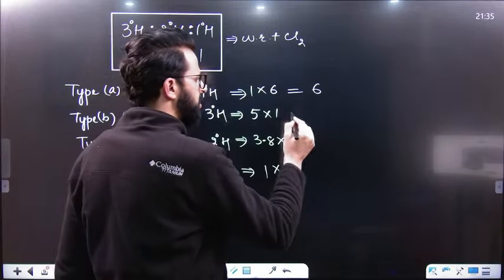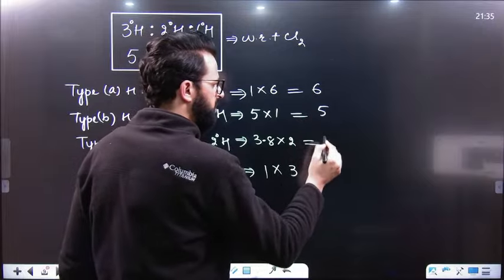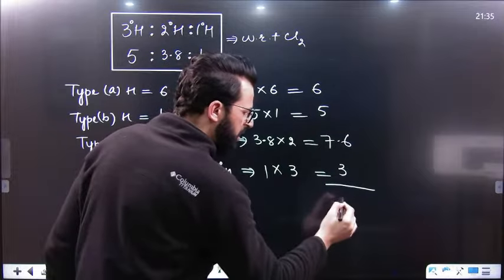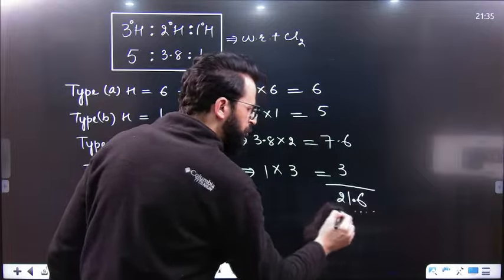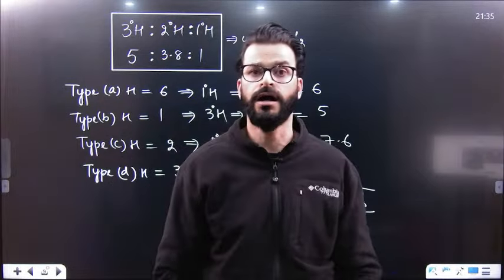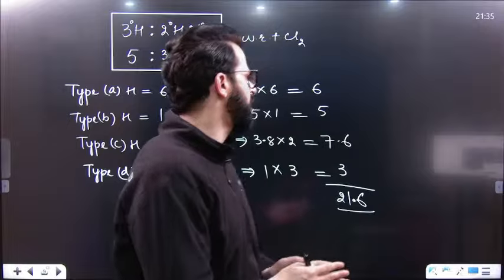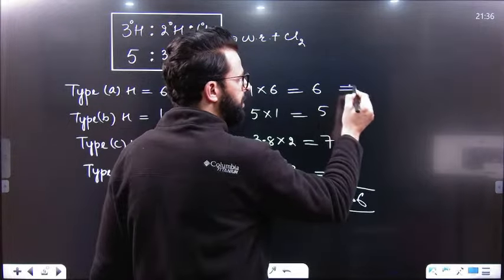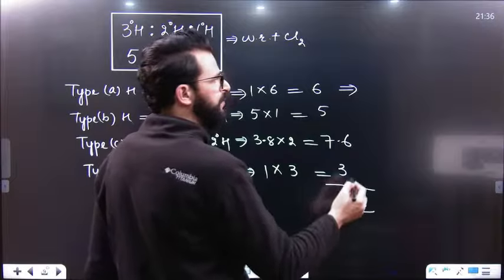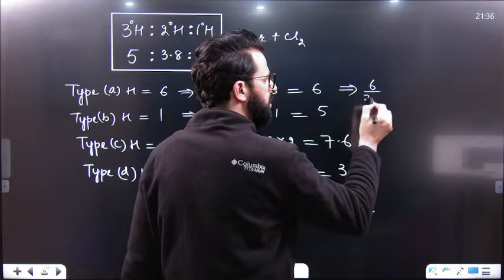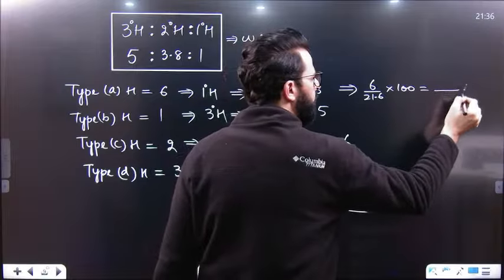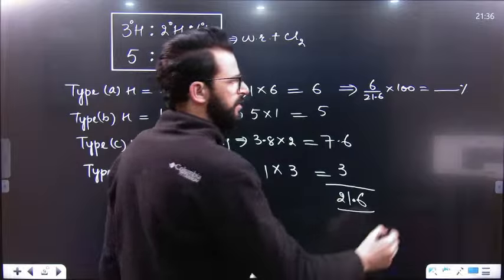So the answer is 6. Here it is 5. Here it is 7.6. Here it is 3. In total, reactivity of all the hydrogens will be 21.6. Are you able to understand what I am saying to you? Now, here, what will be the percentage of this? Total is 21.6. So its percentage will be 6 divided by 21.6 multiplied by 100. So you can calculate the percentage very easily.